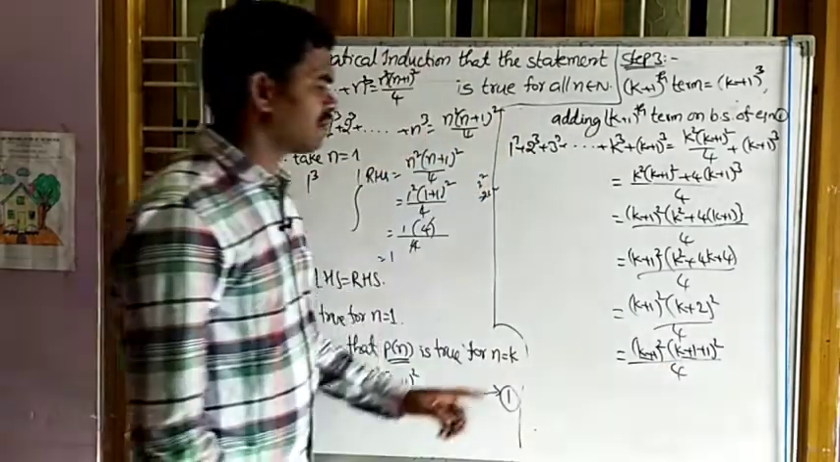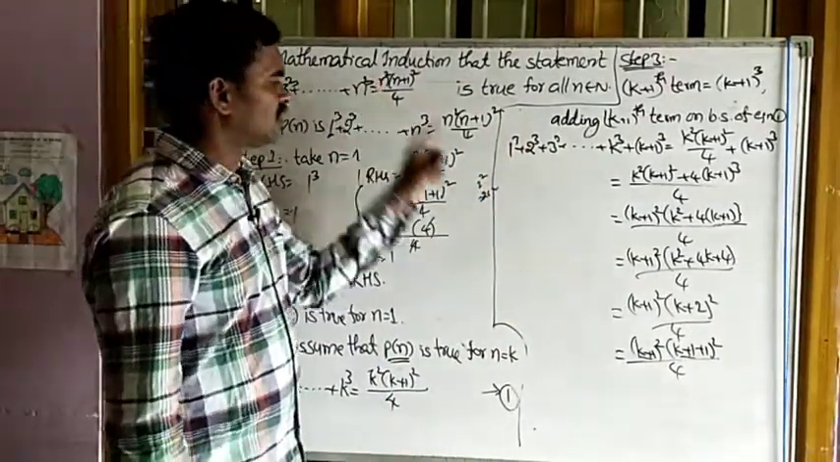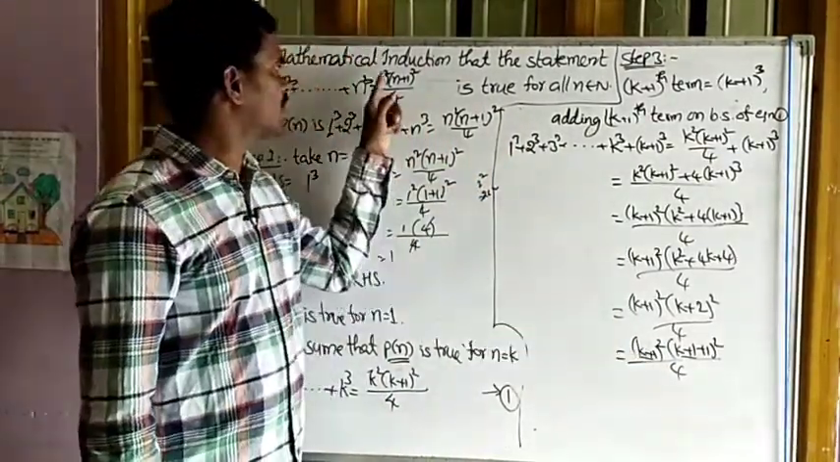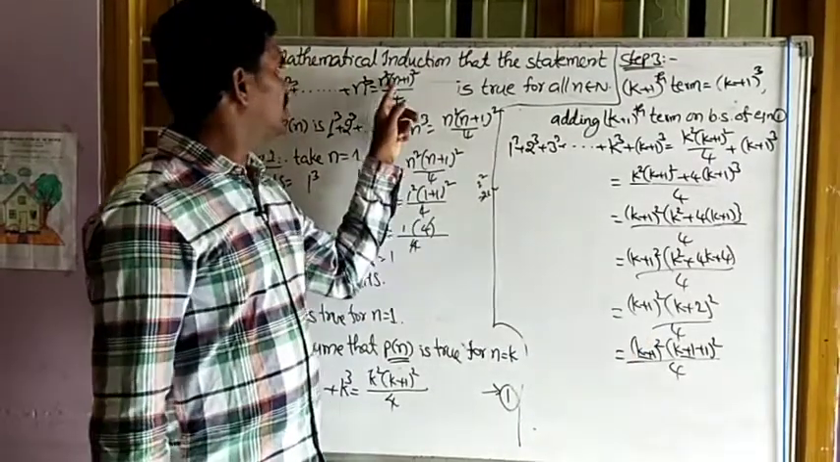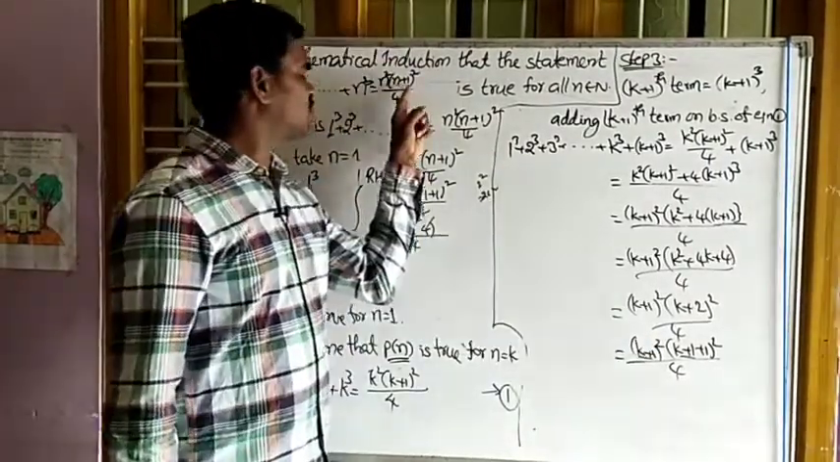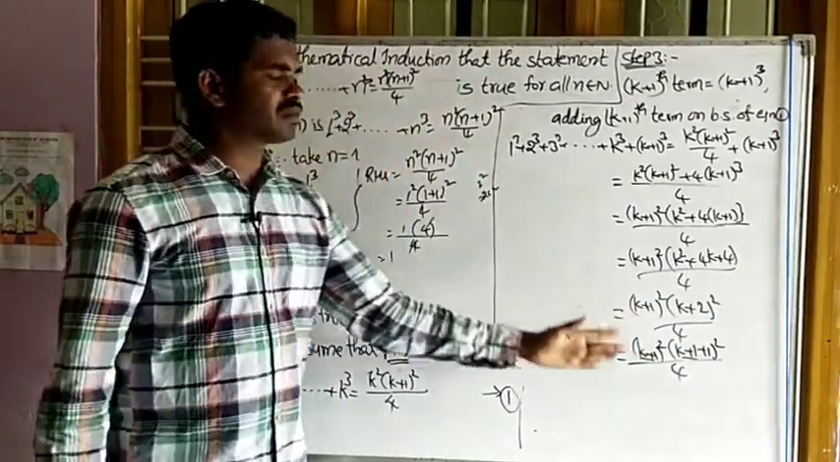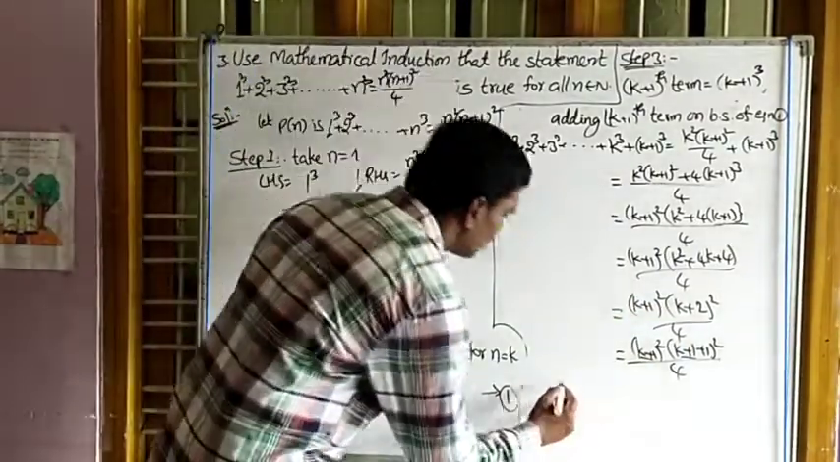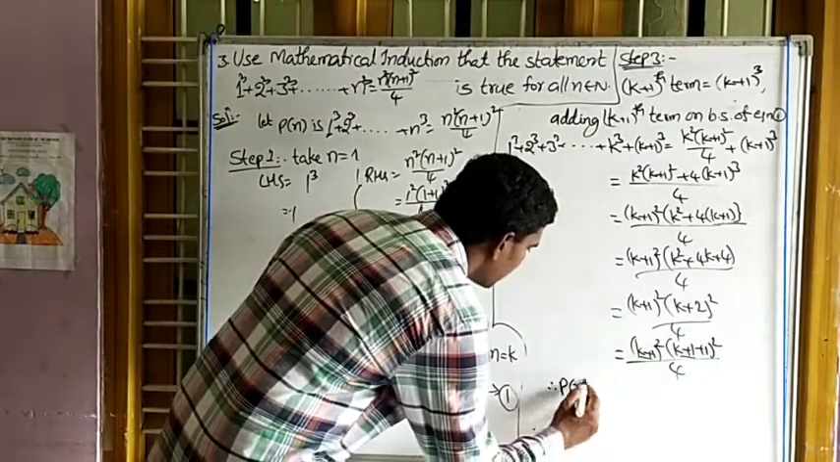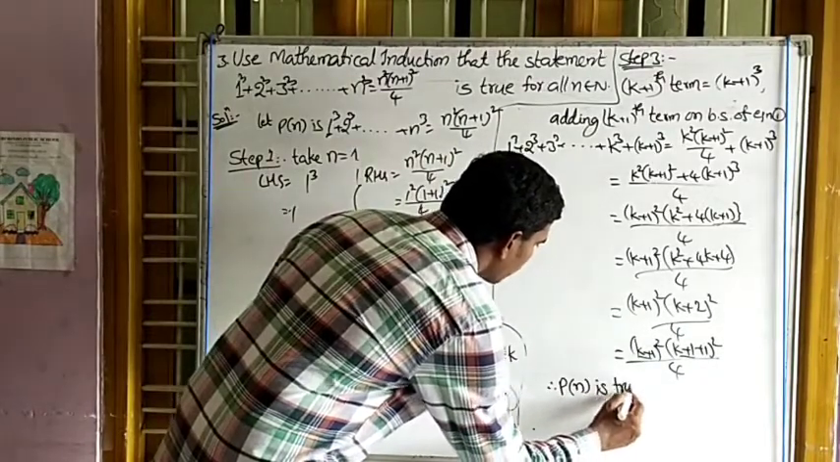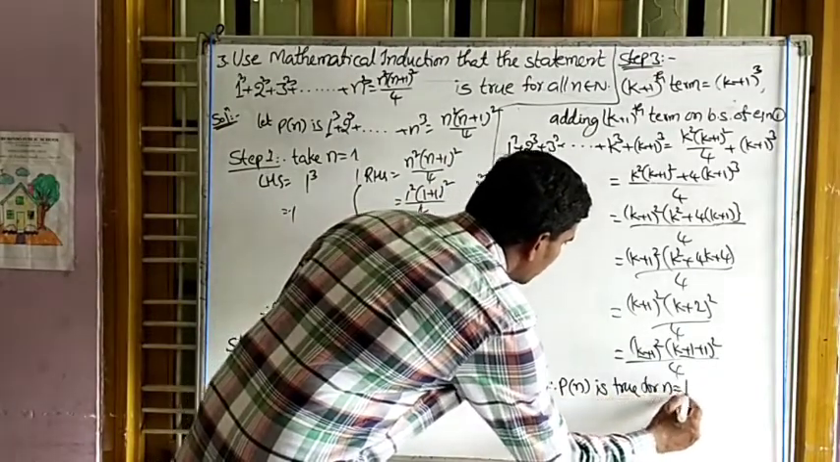In place of n, k plus 1 is there. In place of n, k plus 1 came. Square in place of square, n in place of k plus 1, and plus 1 in place of plus 1. Whole square in place of whole square. By 4 means by 4, same as it is before. Therefore, P of n is true for n equal to k plus 1.